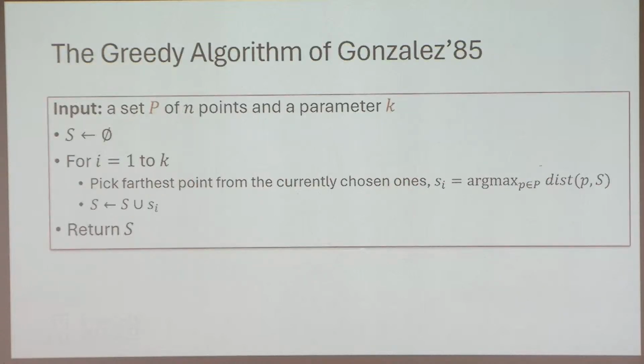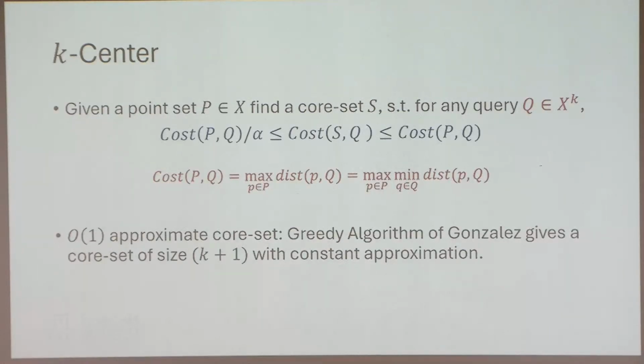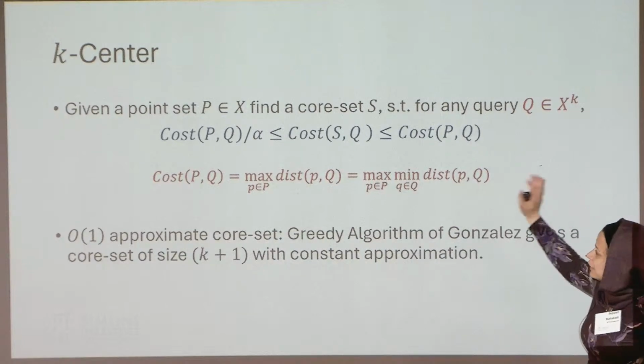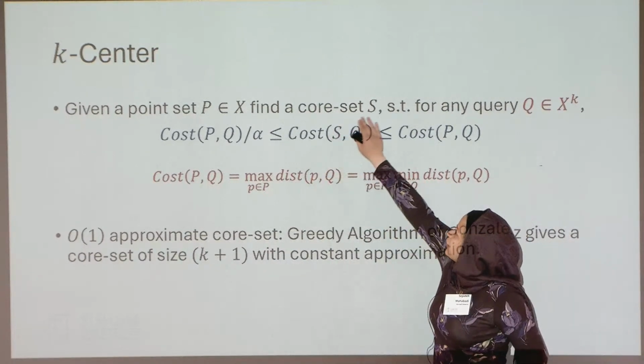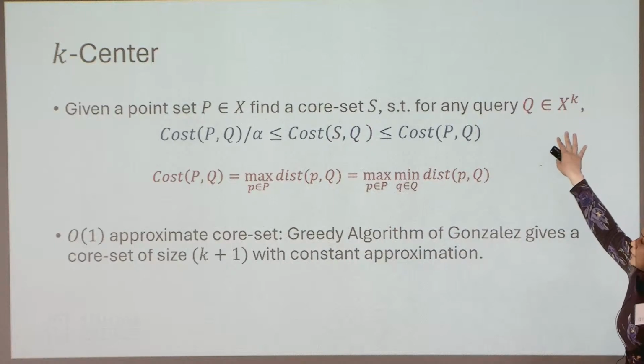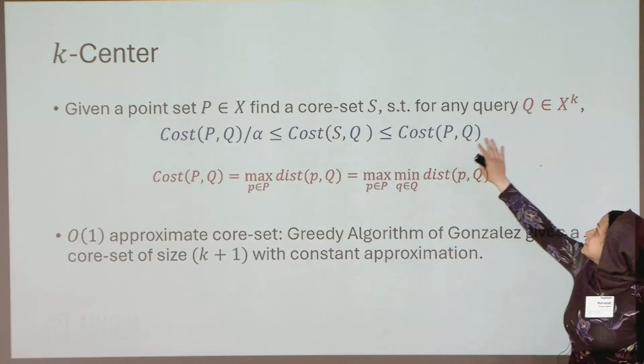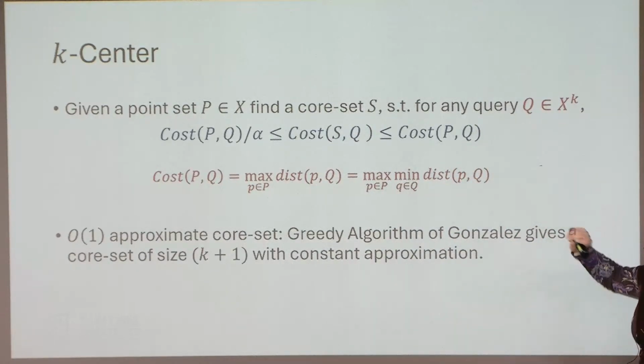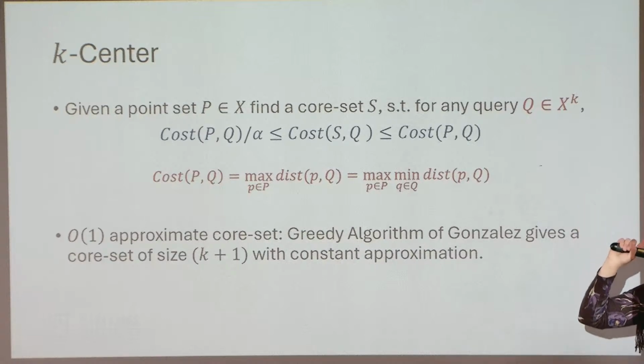And in fact, if you want to look at the k-center cost, a similar algorithm would also work. So what is a k-center cost? Again, I have a point set. I want to find a small subset of it such that later on, for any query, we are again preserving the cost with respect to that center set. But now the center is not just a single point, but rather a set of k points in our metric space.